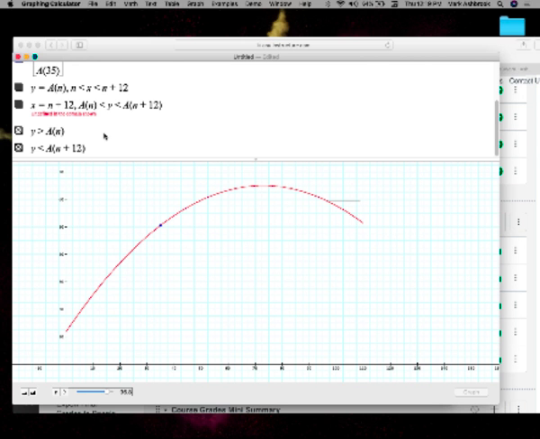What do you think? Have an idea? It's all the points such that what? Where are those? So what are all the points such that y is greater than a of n? The whole region above the curve. It shades it in, doesn't it? So she's saying the whole region above the curve.